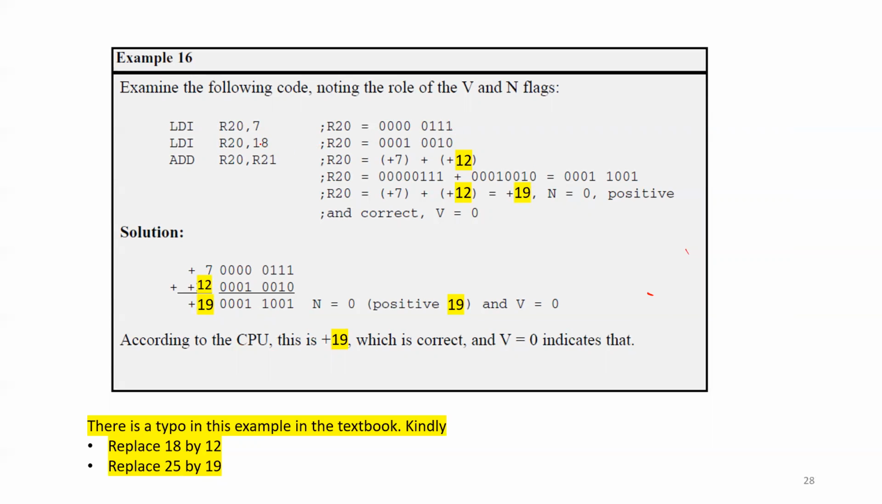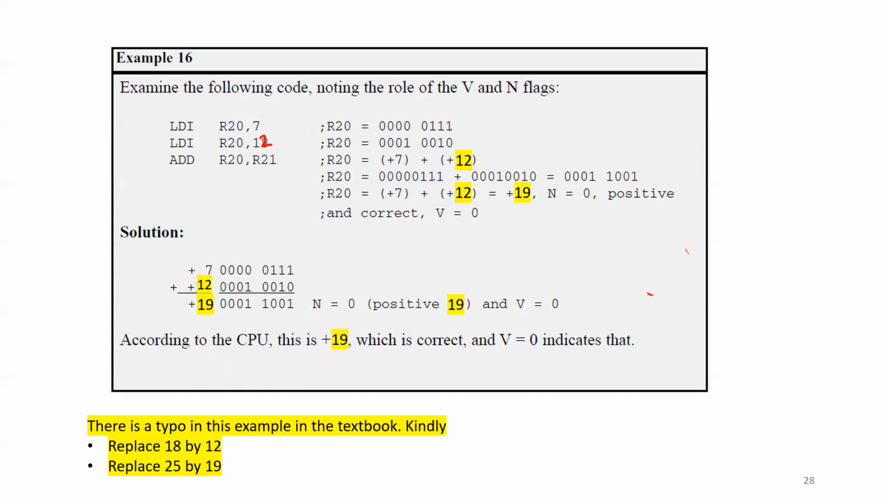Sorry, guys, this is not 18. This should be 12. So there is a typo error in the textbook. I modified the highlighted numbers here, but I forgot that one. So this number is not 18. As you can see, this is 2, not 8. Okay, so this is plus 12. So 7 plus 12, the answer should be 19.